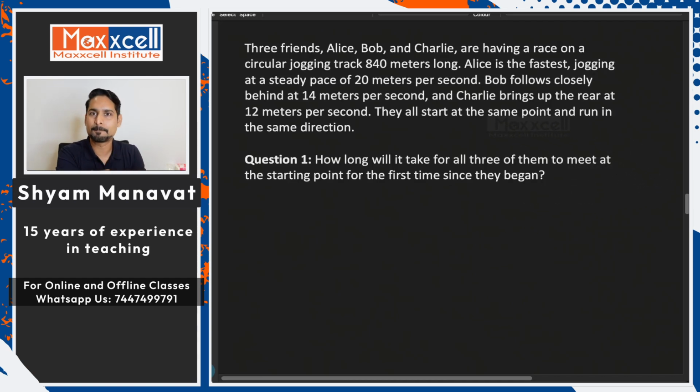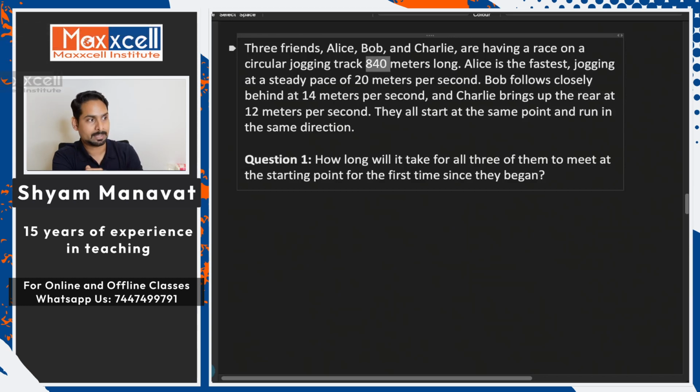Okay. Next question. 3 friends are having a race on a circular track. Alice is faster and jogging at the rate of 20 meters per second. Bob, 14 meters per second. Charlie, 12 meters per second. All of them start from the same point and run in the same direction.